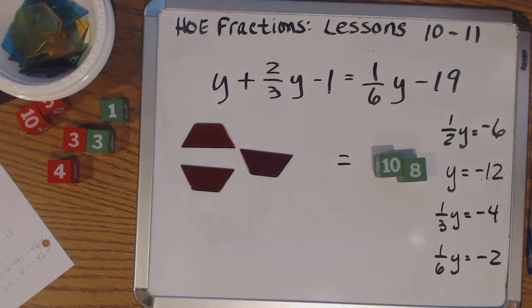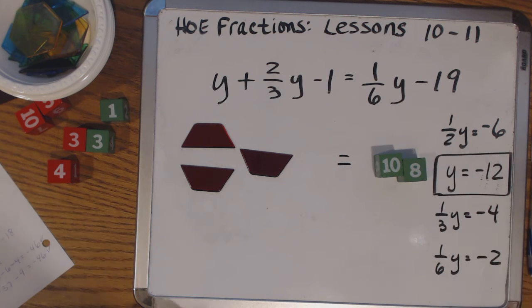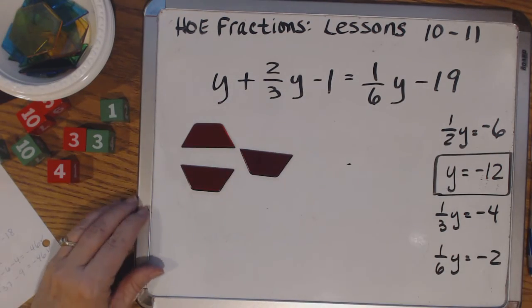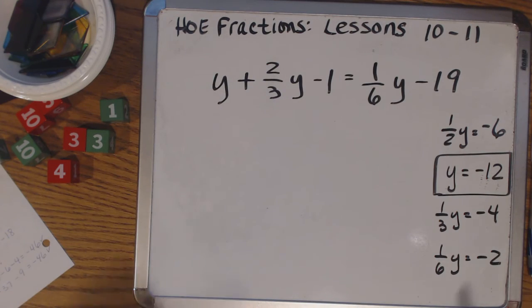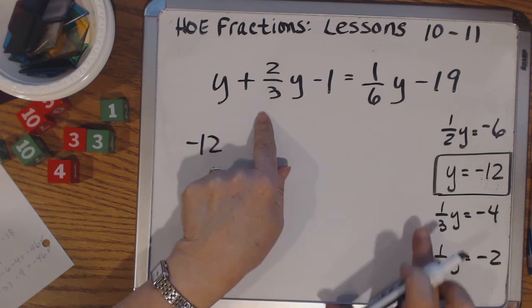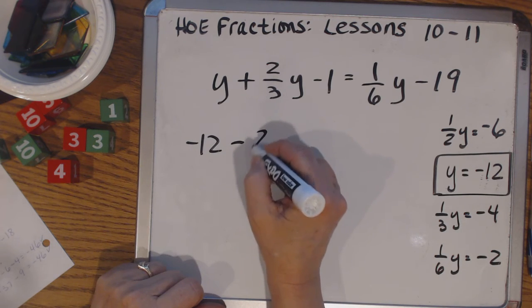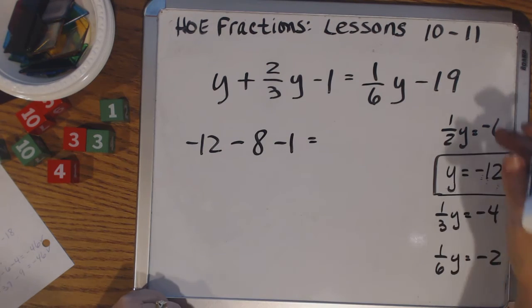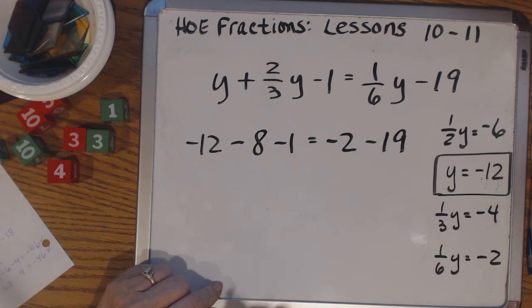I mean, we could break out any of these fractions, right? Once we know that the whole y is negative 12, we can do any of those. So that's going to make our check a little bit easier if we can be thinking those through. So the whole y is negative 12. Now a 3rd of y is negative 4, and I've got 2/3. So that's going to be negative 4 times 2, negative 8. Minus 1 is equal to, the 1/6 of y is negative 2 minus 19.